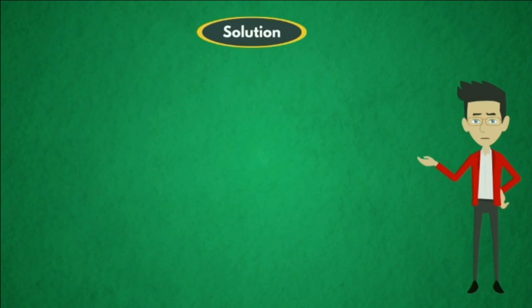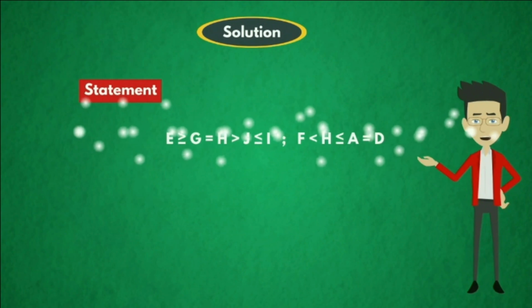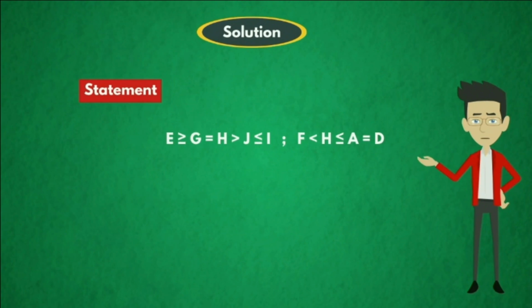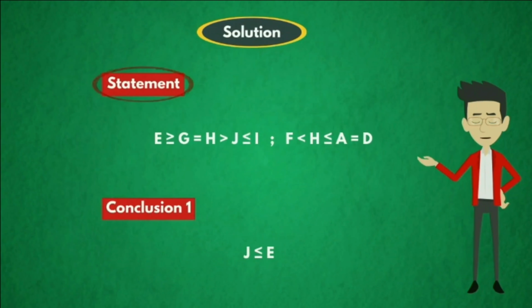Let's see the solution. Here statement is E greater than or equal to G equal to H greater than J less than or equal to I, and F less than H less than or equal to A equal to D. Let's check with the conclusions. Conclusion 1. J less than or equal to E. Here in the statements, we have direct relation between J and E. So here from J to E, we have greater than or equal to symbols.